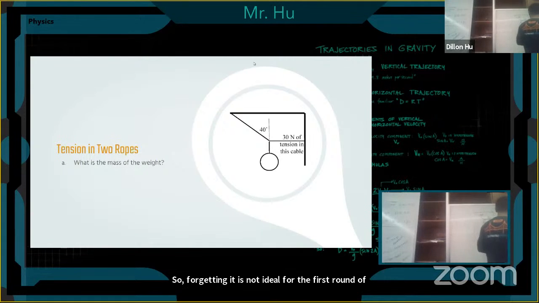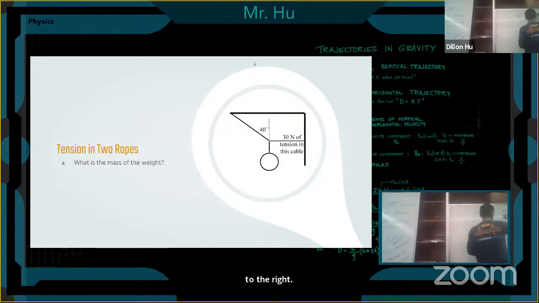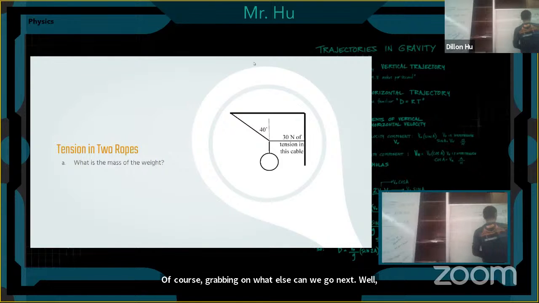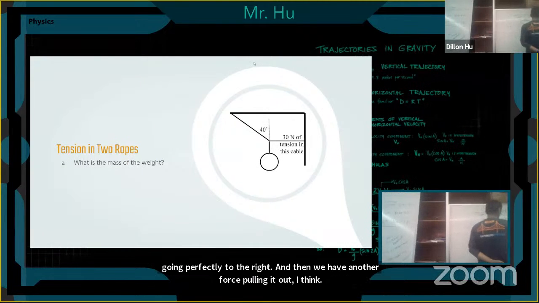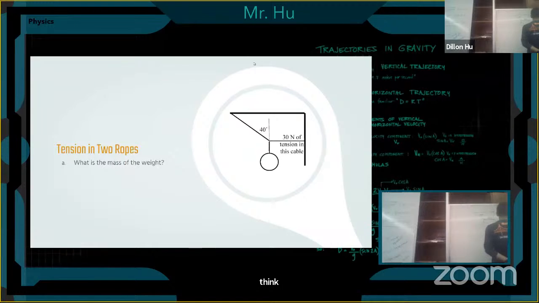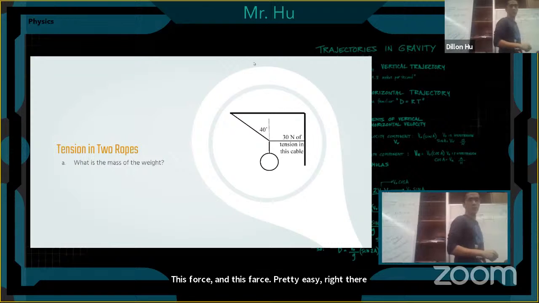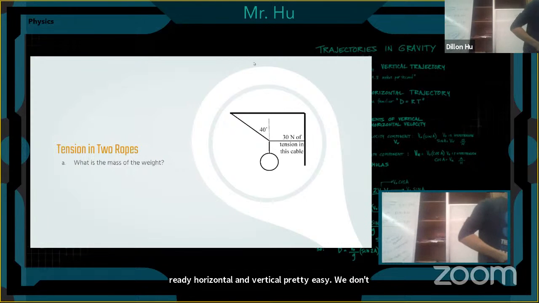What else can we add next? Well, the only other two forces on this are a force of tension pulling it perfectly to the right, and then another force pulling it at an angle. So this force and this force, pretty easy, right? They're already horizontal and vertical. That's nothing crazy.